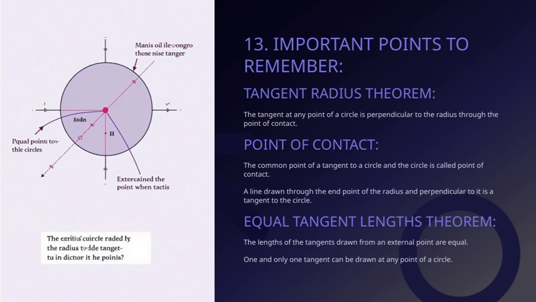Finally, the tangent radius theorem tells us that the tangent at any point on a circle is always perpendicular to the radius drawn to that point. This perpendicularity is a key concept that links the tangent line and the radius, reinforcing their special relationship. Remember these points. They form the foundation for understanding tangents and their properties in circle geometry.